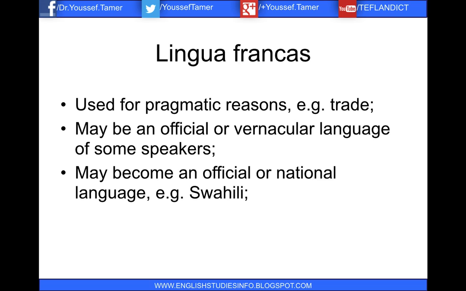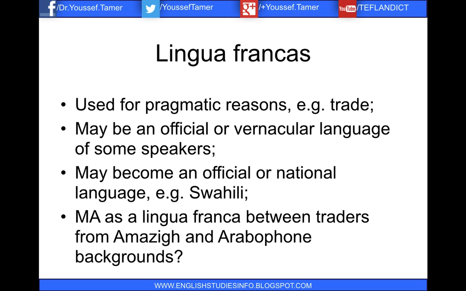A lingua franca sometimes can itself become an official or national language, like Swahili. It used to be just a language for doing business and trade, as a lingua franca, but then over time it was developed to become a national, official language. For our context, usually it is Moroccan Arabic that is the lingua franca. When we have people from different ethnic backgrounds, Amazigh or Tarifit or whatever, and they are doing business together, they don't understand their corresponding dialects, so they resort to Moroccan Arabic as a lingua franca to do their business.